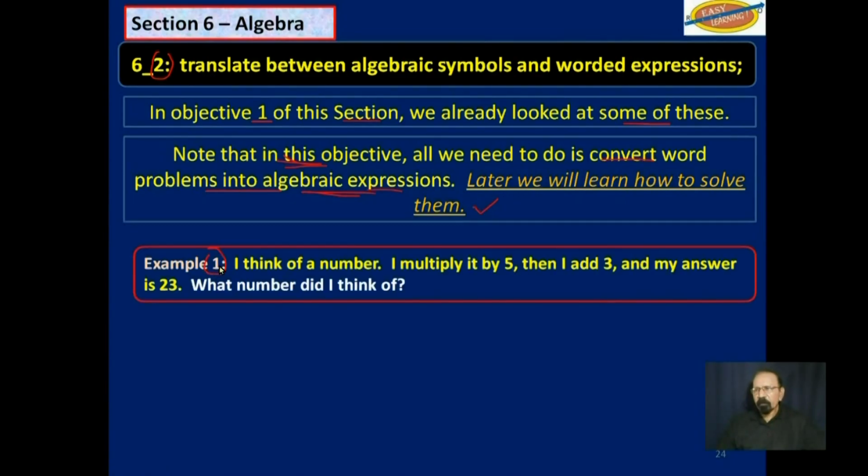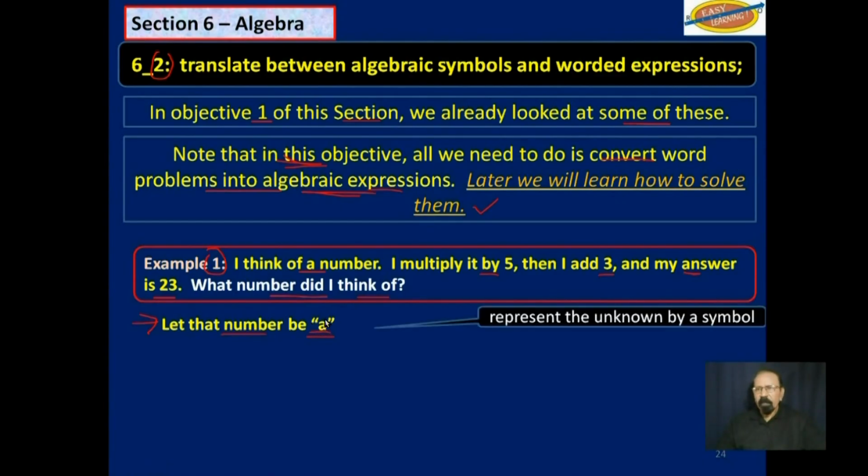Example 1, similar to what we did in the last video. I think of a number. I multiply it by 5, then I add 1, and my answer is 23. What number did I think of? So we have to follow a procedure. The first thing we will do is let the unknown number be a symbol. A, B, X, Y, whatever you like. So represent the unknown number by a symbol. And then we will use that symbol and the word problem to create an algebraic expression.